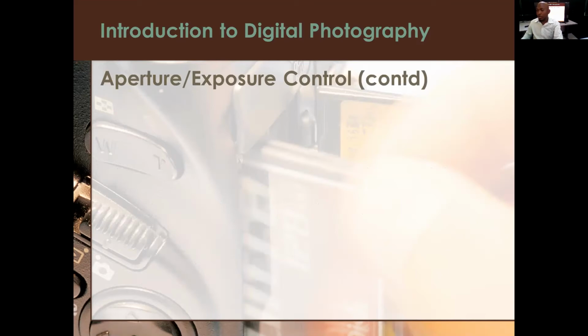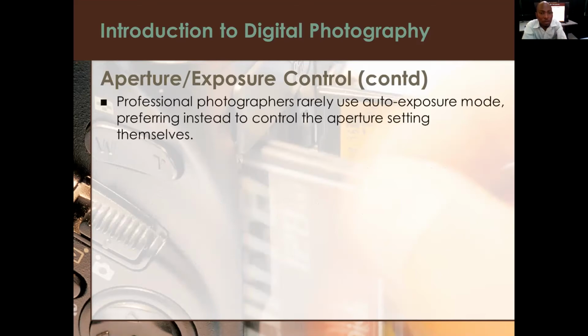Aperture and exposure control continued. Professional photographers rarely use auto exposure mode. As I was mentioning before, they prefer instead to control the aperture settings themselves. Yeah, a professional photographer won't leave certain judgment to their camera because the camera will not always get it right. They just kind of set a pretty standard setting, but in certain conditions it wouldn't know what to do, so you wouldn't get an accurate lighting or an accurate photo.